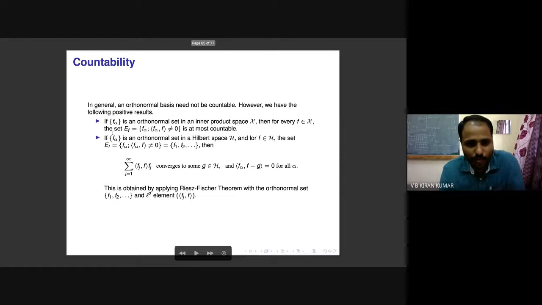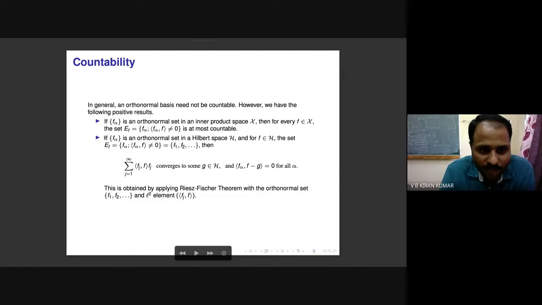Now I am going to consider this. If F alpha is an orthonormal set, now we are not dealing with a basis, only a set. F alpha is an orthonormal set in a Hilbert space, and we have already seen that the set of F alpha for which the inner product of F alpha and f is non-zero is at most countable. You denote it by F1, F2, etc. This is countable. In this situation, this is a countable orthonormal set, right?